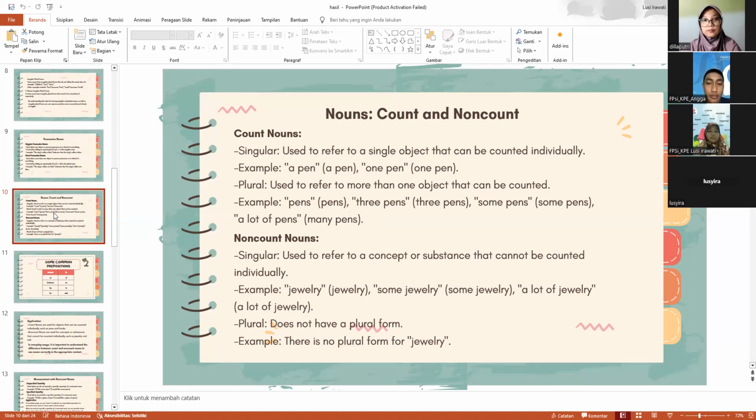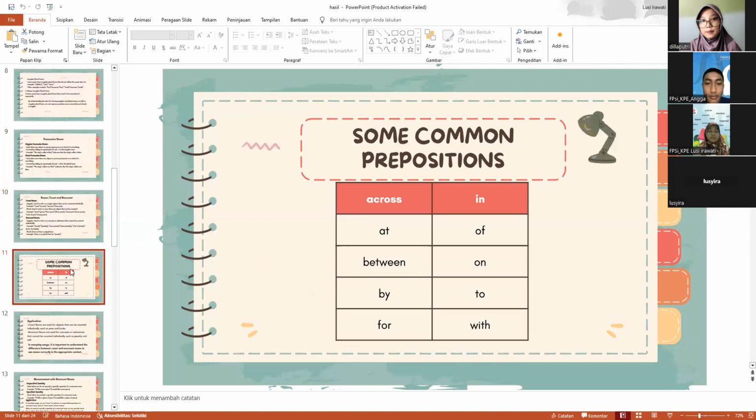Next, some common prepositions: across, in, at, of, between, on, by, to, for, with.